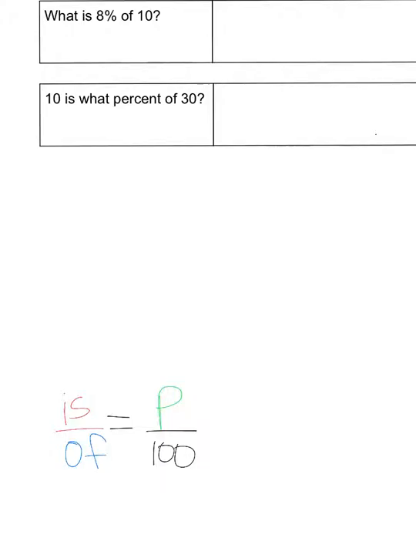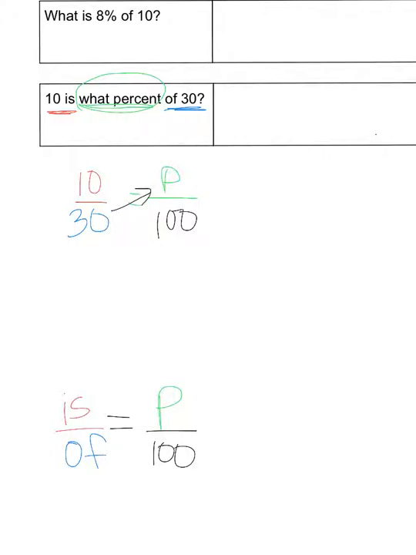All right, let's try this last one. It says 10 is, so we know our is 10. What percent? We do not know our percent, so we're going to put in our P over 100. 10 is what percent of 30. So our of is 30. Now we just use cross products to solve.